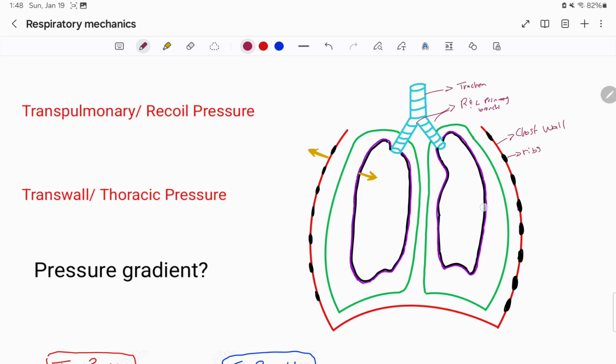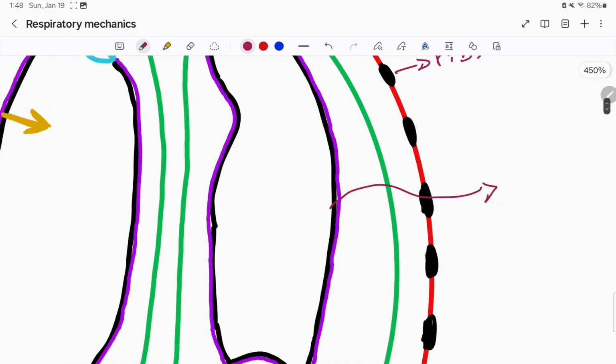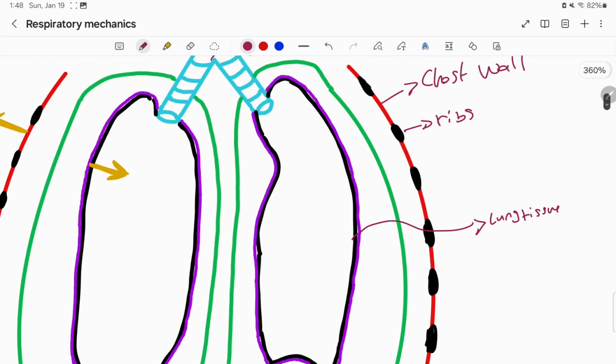If I zoom in, this is the actual lung tissue itself, which is very elastic. It's made up of a lot of elastin proteins. Now, surrounding the lung is something known as the visceral pleura. Anytime you hear viscera, I want you to think about organs. So the visceral pleura surrounds an organ. What organ does it surround? It surrounds the lung.